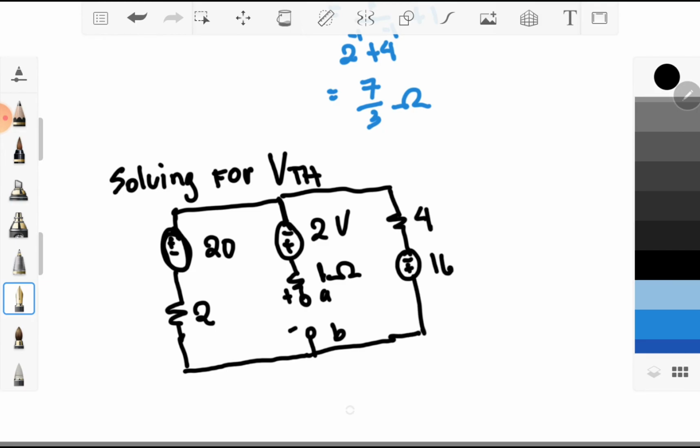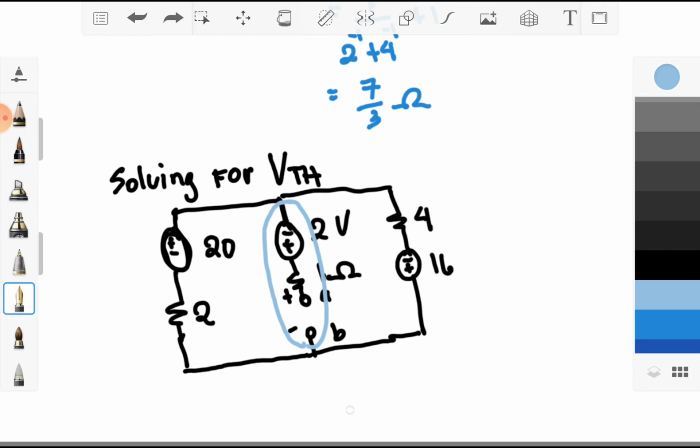Notice that if your AB will act as open, therefore you may not include this in performing your KVL. Why? Because it is open, and your 1 ohm already has zero voltage because there is no current entering the 1 ohm because of the open source. And take note that the value of your 2 volts will still be there.